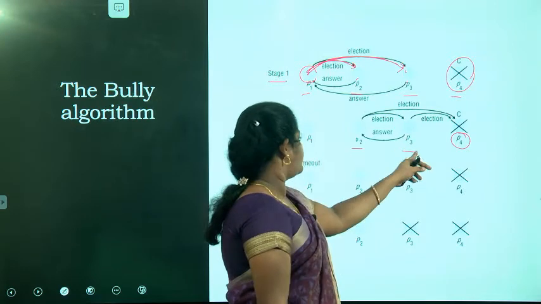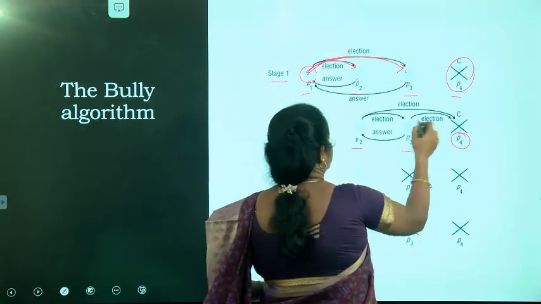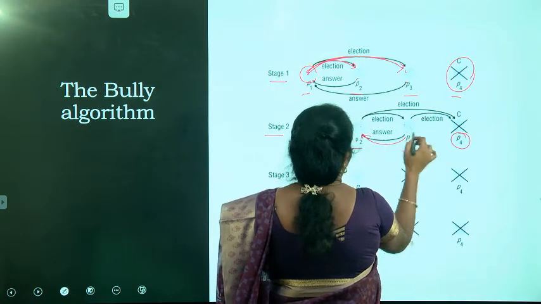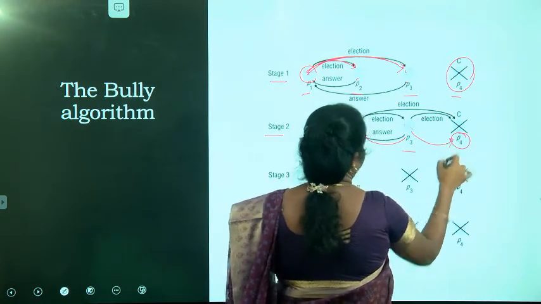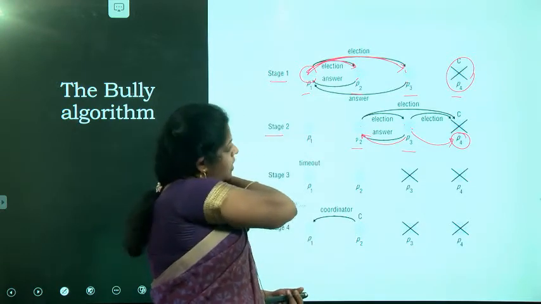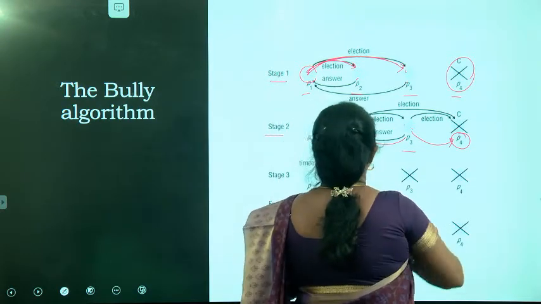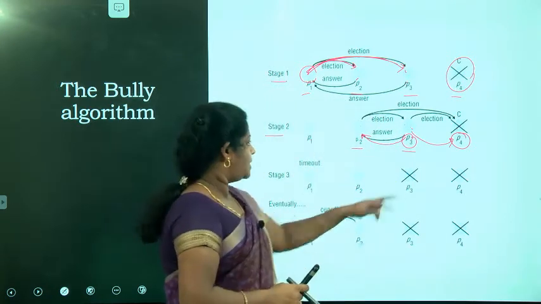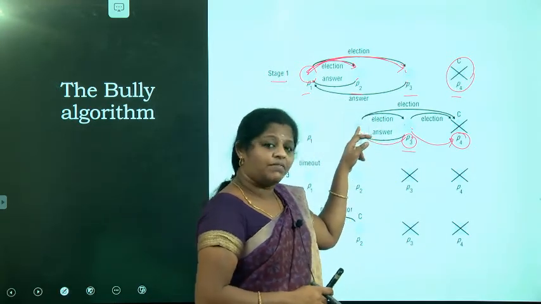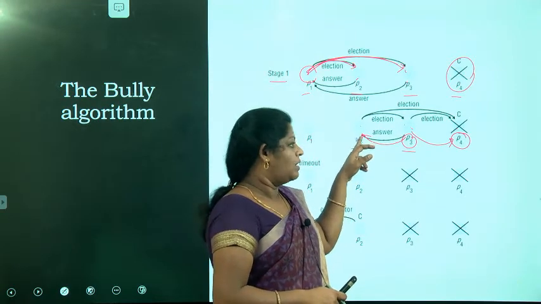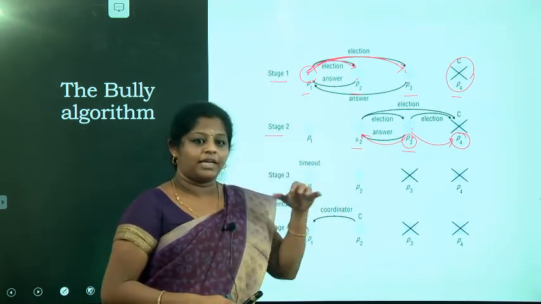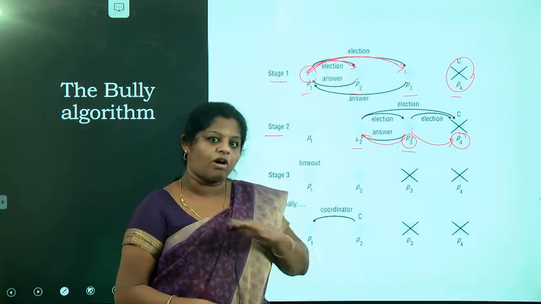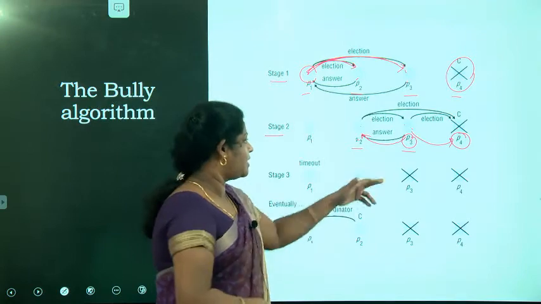So P2 and P3 send the elections. P2 is sending to P3 and P4, and P3 is sending to P2 and P4. Here P3 answered to P2. Answered means they are telling, okay, you enable the election, you become the participant, but still the coordinator is not chosen. That is what the answer means.